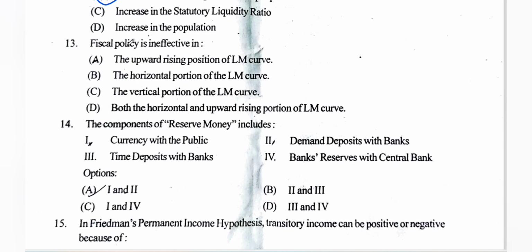Question number 13. Fiscal policy is ineffective in option A, the upward rising portion of the LM curve, option B, the horizontal portion of the LM curve, option C, the vertical portion of the LM curve, option D, both the horizontal and upward rising portion of the LM curve.